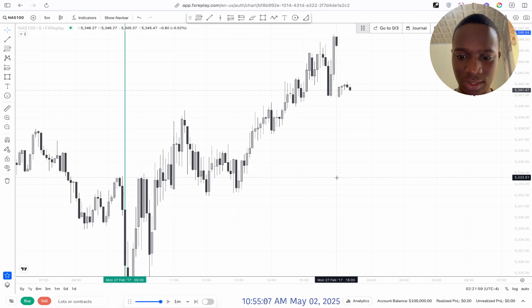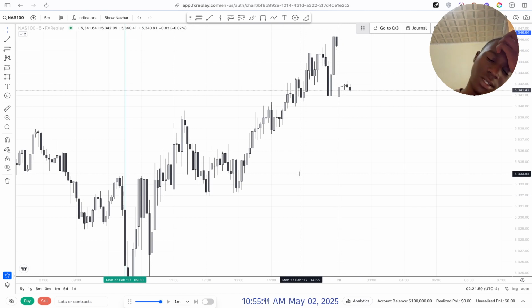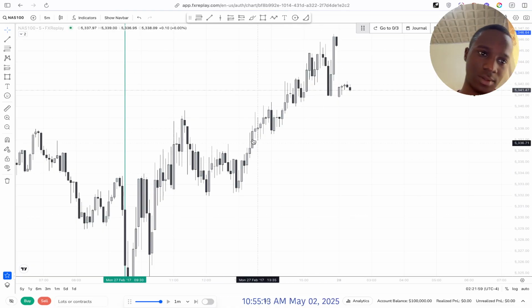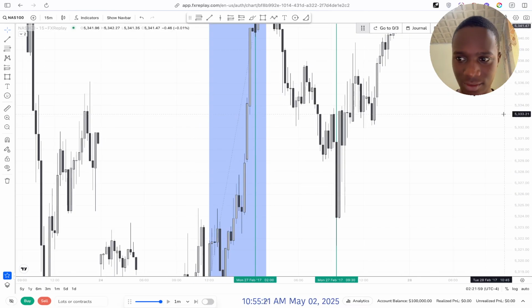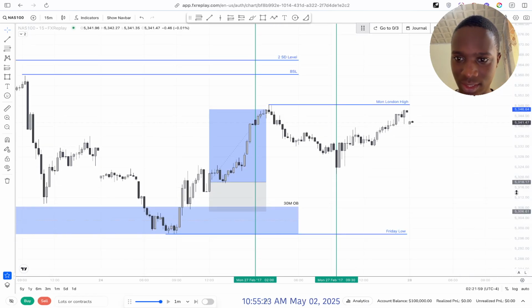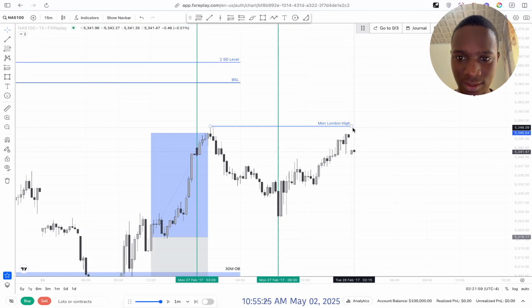And we've got a market crash right here. So Monday ended up becoming bullish, and here was an entry. You can see it right here. Go to the 15 minute. You can see we are still targeting the London high on Monday, but we didn't reach it.